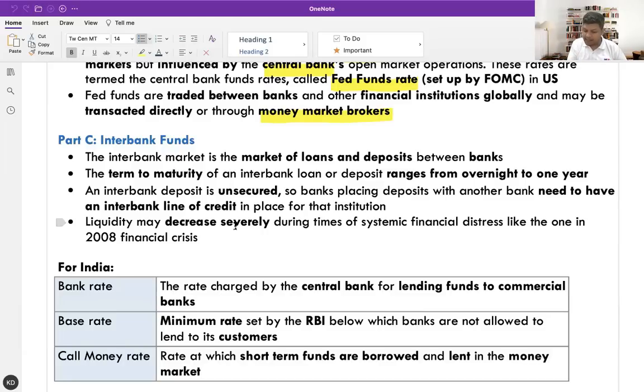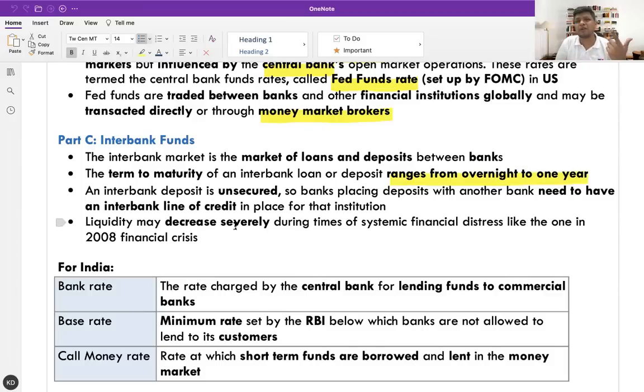So the interbank market is a market of loans and deposits between banks. The term to maturity of an interbank loan or deposit ranges from overnight to 1 year. So any bank which has excess funds will lend it to another bank, maybe for 1 day.